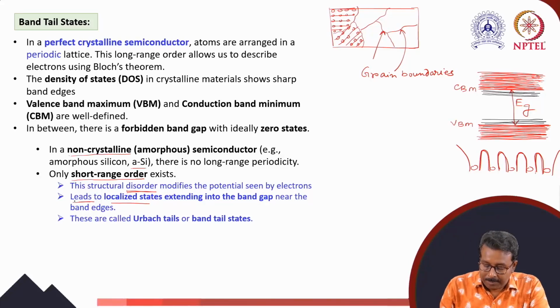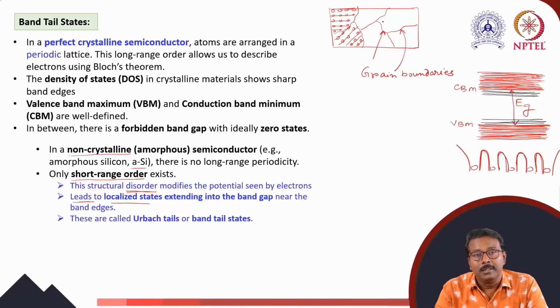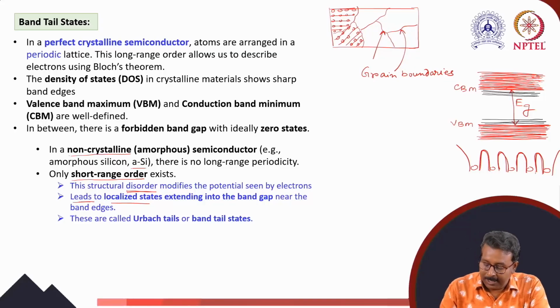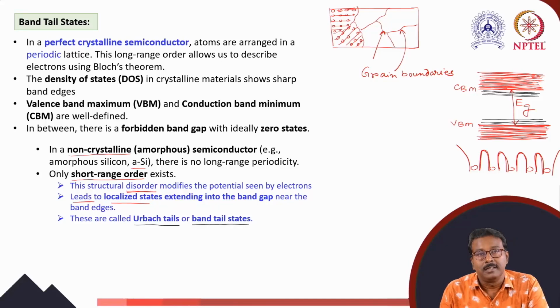So the evolution of these localized states is due to the disorder in the structure. And these are also in the band gap. That means earlier the band edges were the conduction band minima and the valence band maxima. In between there were no states, but here these states may exist in the band gap. And these are called Urbach tails or band tail states.